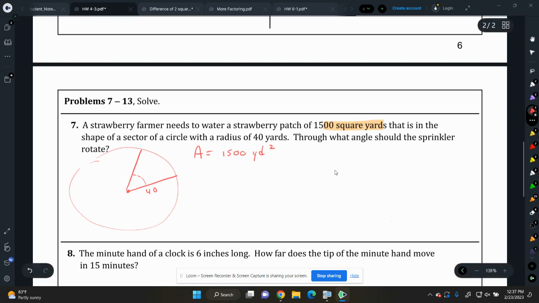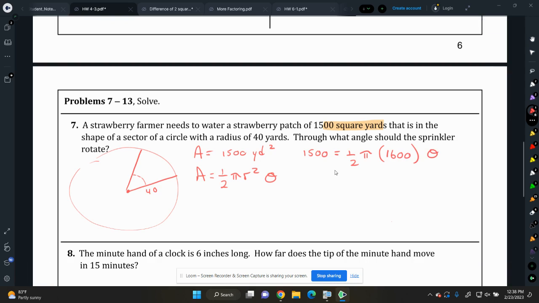So the question is, what angle? So our area formula, 1/2 pi r squared theta. You can just leave it right there. Okay, all right, we got 1,500 equals 1/2 pi. And what's r? 40. So 40 squared is 1,600. And then we've got theta. So 1/2 of 1,600 is 800?